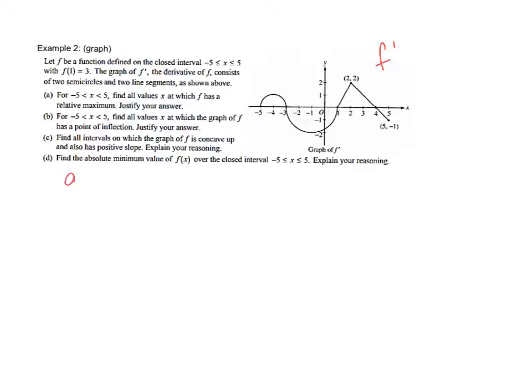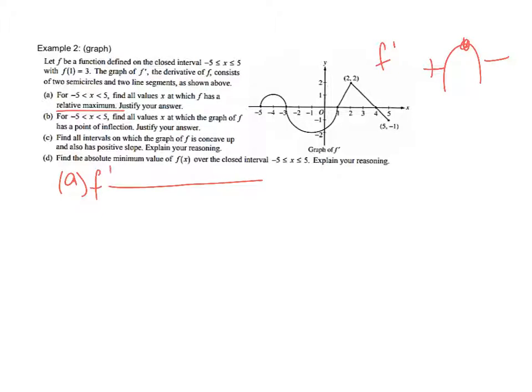Letter A. For -5 less than x less than 5, find all values x at which f has a relative maximum. Okay, relative maximum, justify your answer. What do you think of? Relative max, that's using f prime, that's using my critical point. Maximum is when I have a point up here, so I need an increasing function to a decreasing function on my first derivative. Well, I'm looking at the graph of the first derivative, right? So where is my function increasing and then decreasing? Let's make a sign chart to help us figure this out.